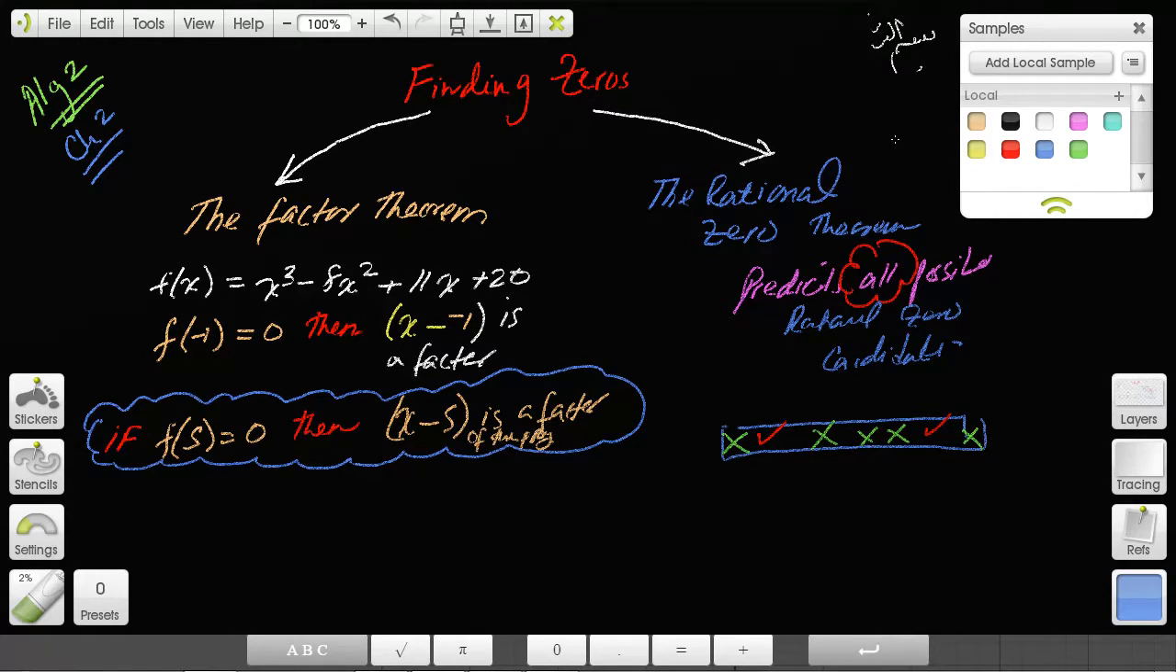So the rational zero theorem is very useful because it predicts all the possible zeros, all the possible x-intercepts a function may have. Now remember this. I'm going to erase this in a second, but understand, these are the two theorems you're going to use to find the zeros, the x-intercepts of a polynomial function. You're going to use the factor theorem: if f of s is equal to 0, then x minus s is a factor of the polynomial. And then the rational zero theorem, which predicts all the possible rational zeros.